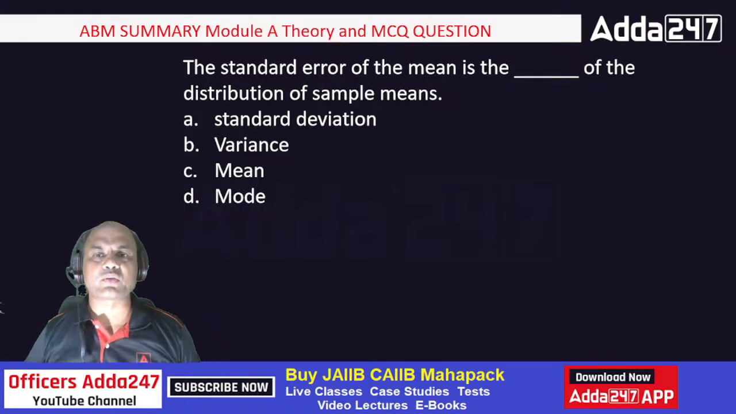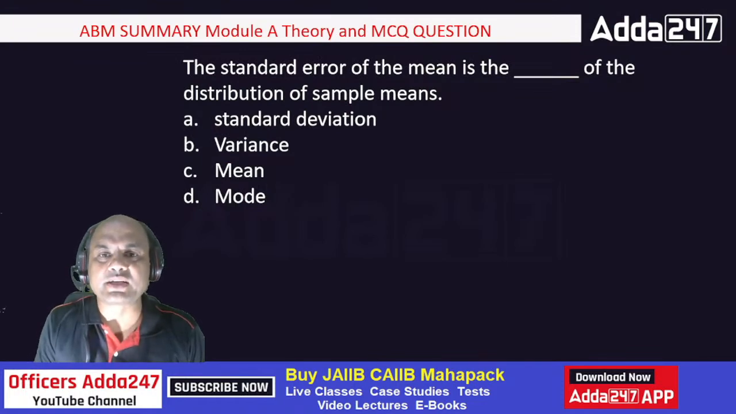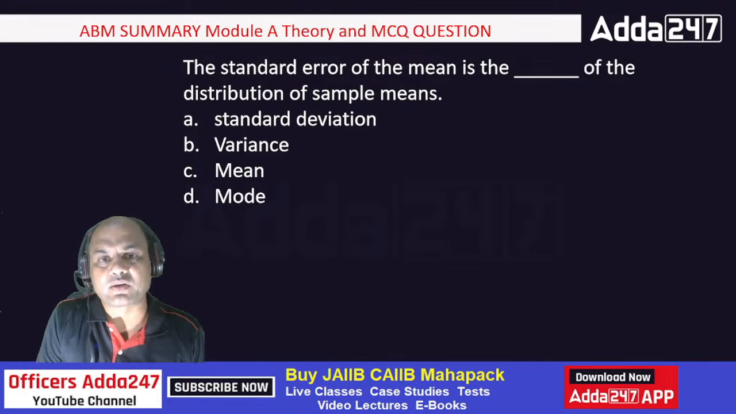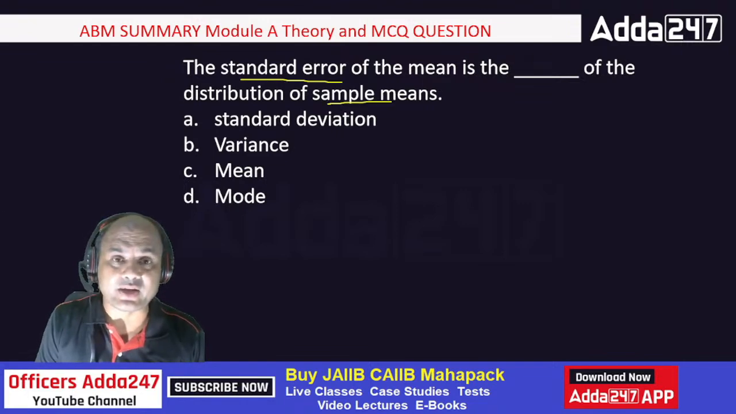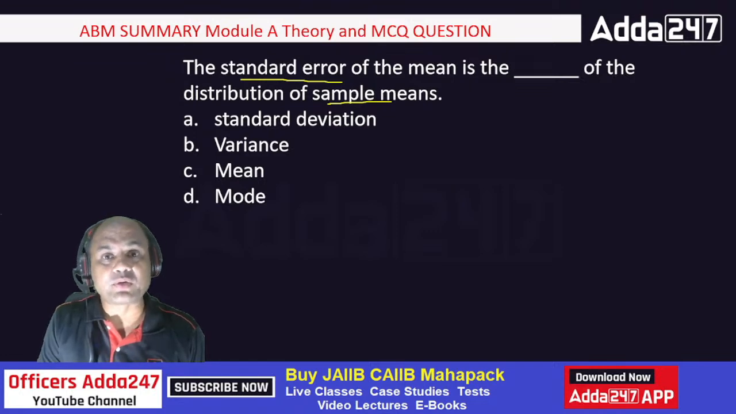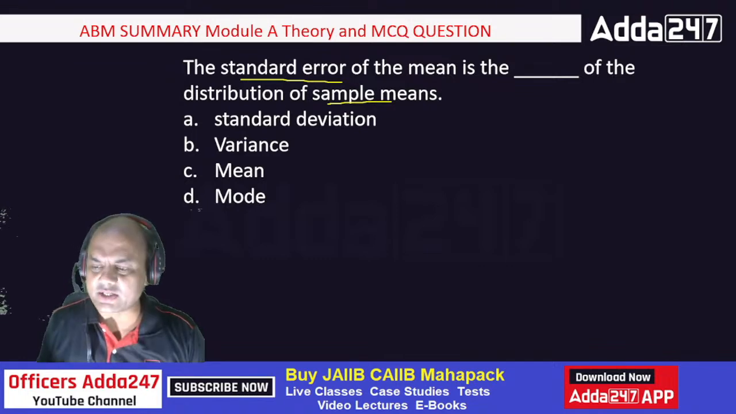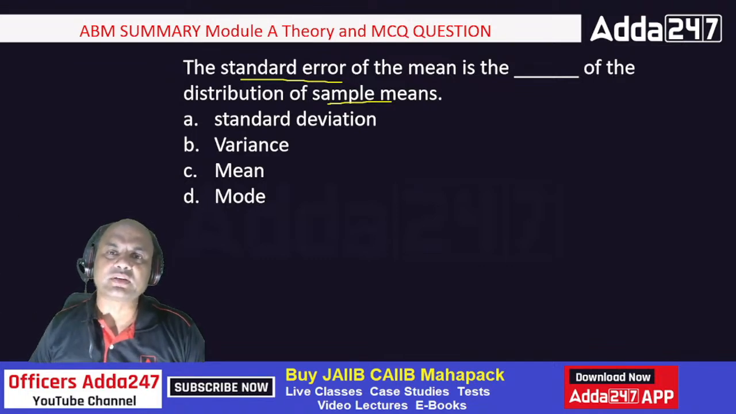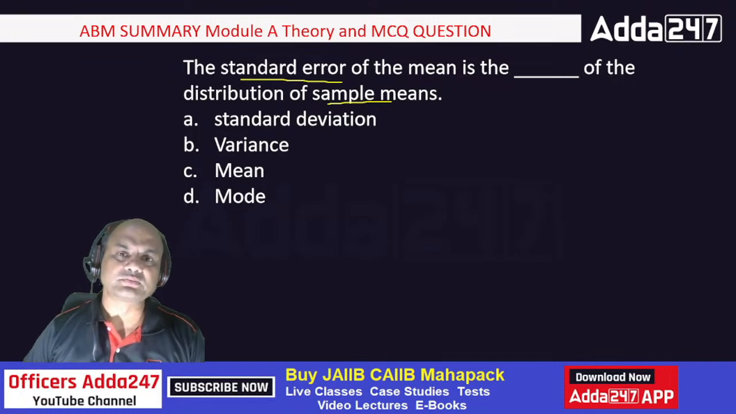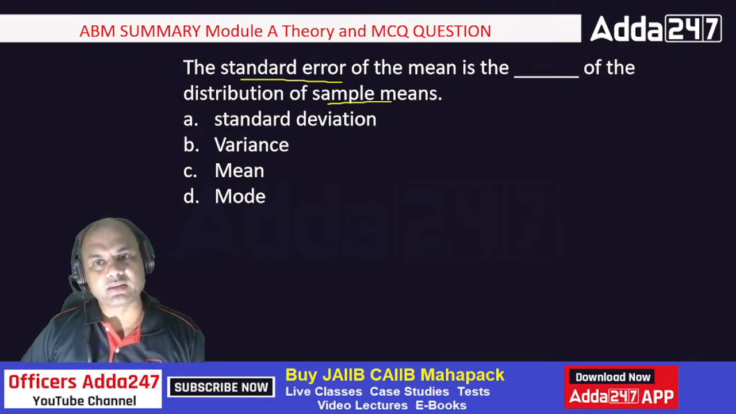The standard error of a mean is a dash of the distribution of the sample means. So standard error of the mean, what is it a dash of the distribution of the sample means? Quite a tricky one, but you get this question in the exam for 1 mark. Standard deviation, variance, mean or mode. What is the answer? What do you say, guys? Standard error of the mean is dash.